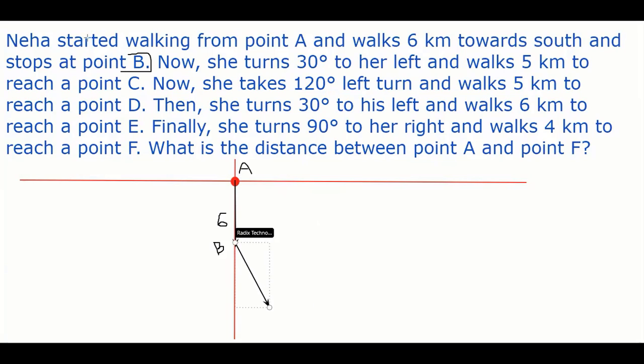So 30 degree. It's point C and the distance between them is 5 kilometers. Guys, this is 30 degree, okay? This is 30 degree, right, Skan? Yes, sir. This is 30 degree. And this distance is 5 kilometers.